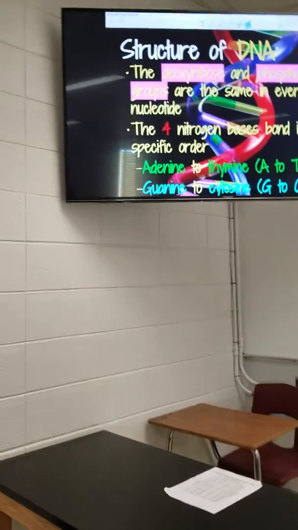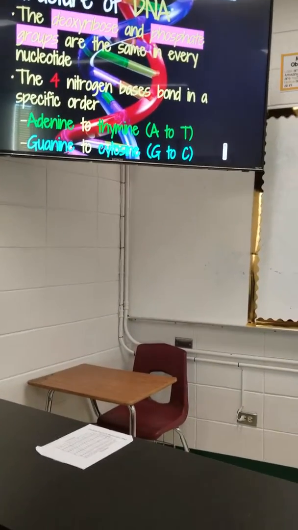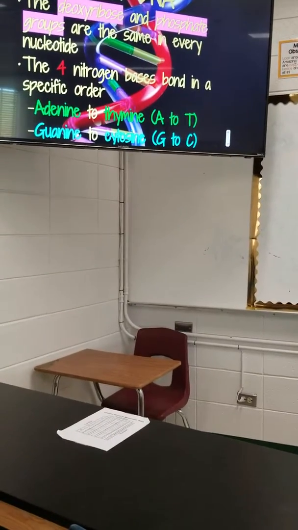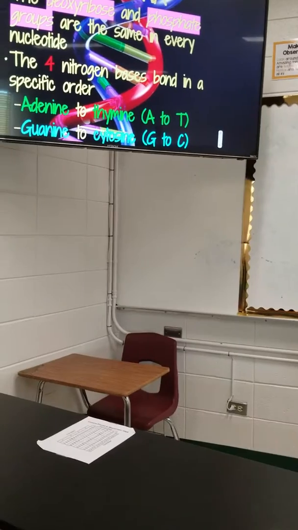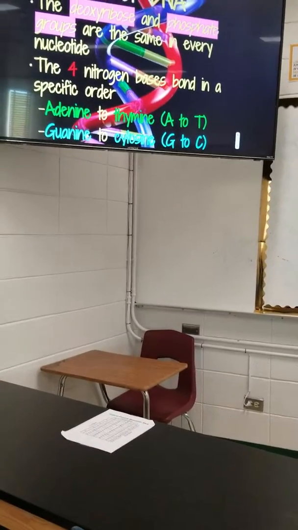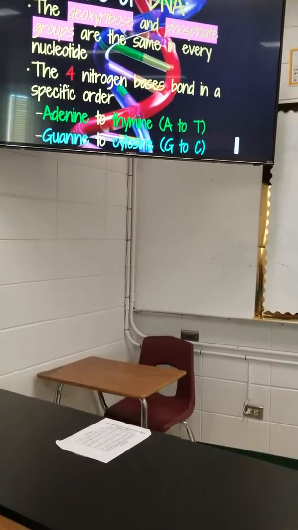I'll also talk about complementary base pairing. A lot of them have previously learned about it, but just to recap, I'll let them know that for nitrogen bases, we always have 2, and A always pairs with T, and G pairs with C.